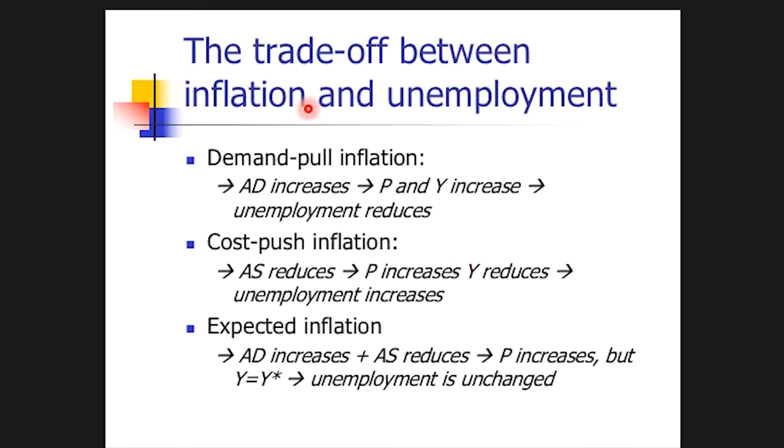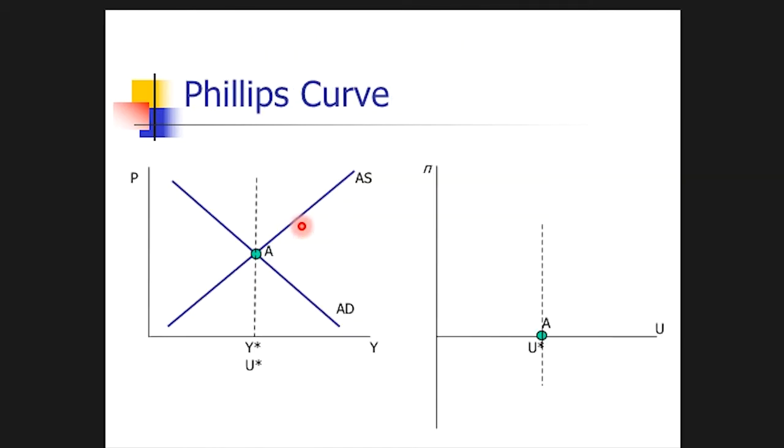The relation between inflation and unemployment may be inconsistent in different cases. For the first case, demand-pull inflation, the increase in aggregate demand leads to an increase in the price. So in this case, the inflation is called demand-pull inflation. At the same time, GDP increases and leads to a reduction in unemployment. In the diagram, the increase in AD brings the economy from point A to point B, and the relation between inflation and unemployment moves from point A to point B.